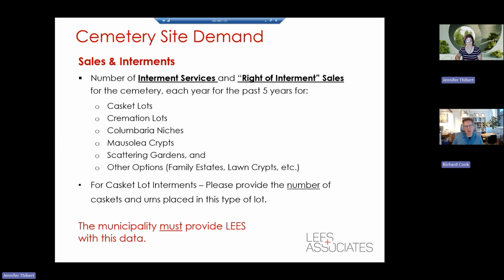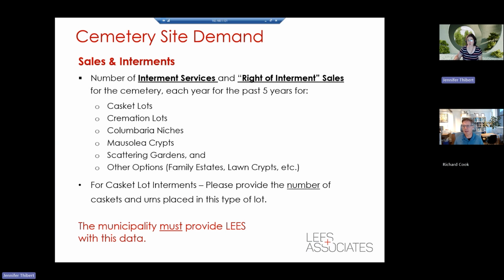Okay. So for a casket lot, it might be that a cemetery does 30 casket burials per year. So that's the number of interment services. But it may also be selling 40 rights of interments every year, either at need or pre-need. So one is the service and one is the sale, correct?